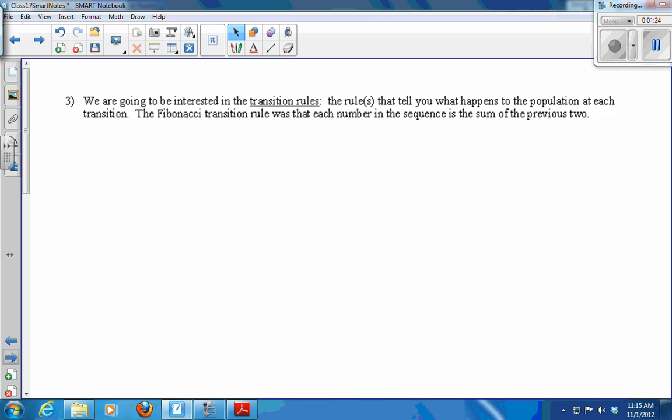All right, so what we're interested in is the transition rule. Okay, a rule or rules that tells you what happens to the population at each transition. So the Fibonacci transition rule was that each number in the sequence is the sum of the previous two. So we're going to look at new kinds of transition rules now.